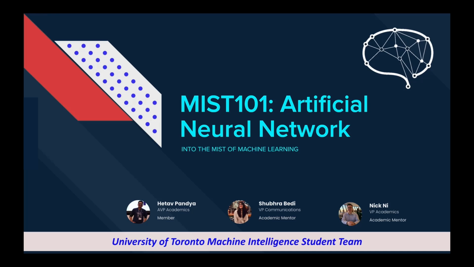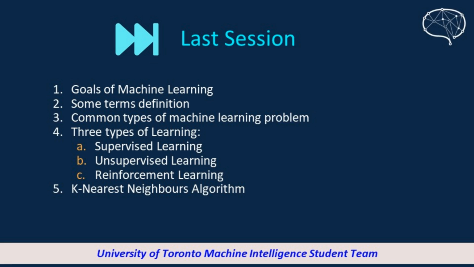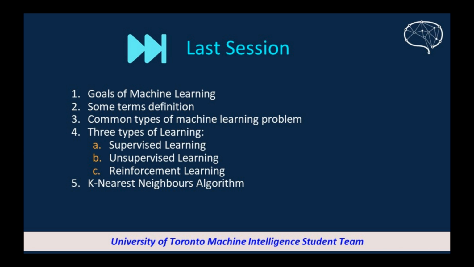Before diving into the topic, let's have a quick recap of what was taught in the last workshop. The last session was basically about the different types of learning. It started off with some goals of machine learning, some term definitions, common types of machine learning problems, 3 types of learning, which were supervised learning, unsupervised learning, and reinforcement learning. Lastly, it ended with the k-nearest neighbors algorithm. The workshop was mainly focused on supervised learning.